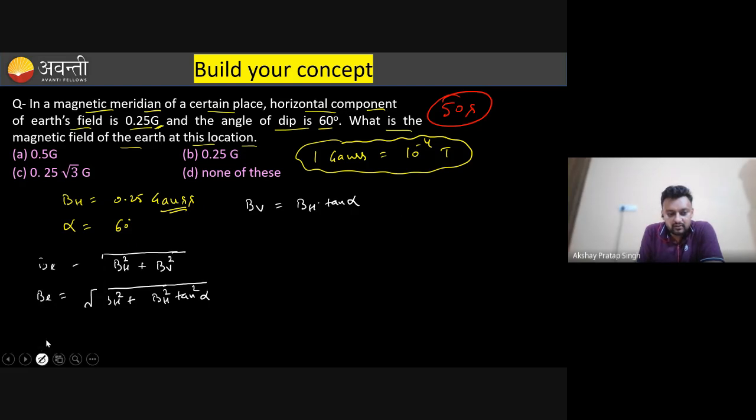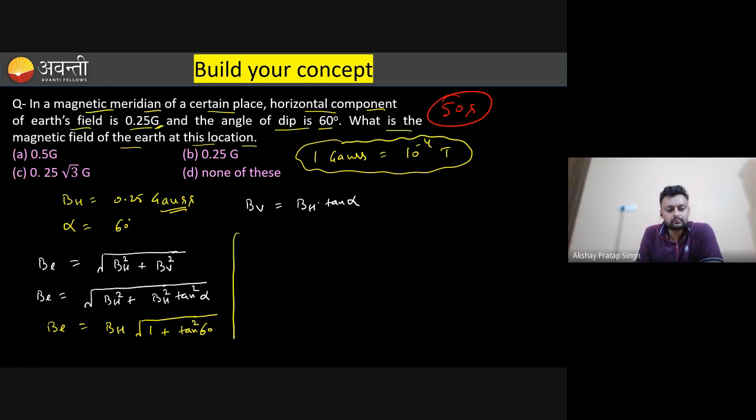Out of this relation, you can take BH square as common. If you take it common, BH will come out of the root, and what will remain? 1 plus tan square alpha, and alpha is what? 60. Clear? So Earth's magnetic field will be BH under root of 1 plus tan 60, which is root 3. If you square it, it will become 3.